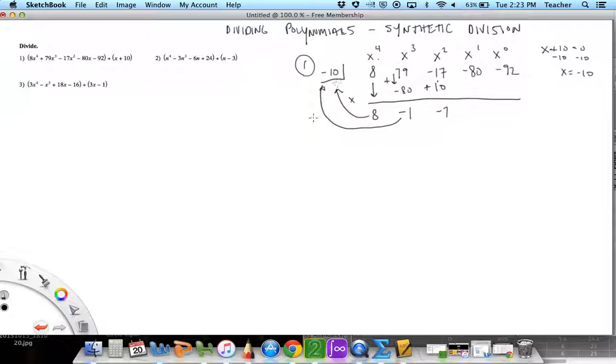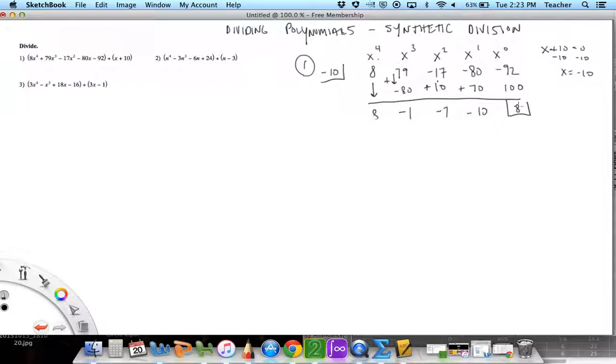Again, I go through the process again. Let me erase some of these lines so it doesn't get too confusing. All right. So again, negative 17 plus 10 is negative 7. Negative 7 times negative 10 is 70. I add these together and I get negative 10. Negative 10 times negative 10 is 100, and my remainder is 8.